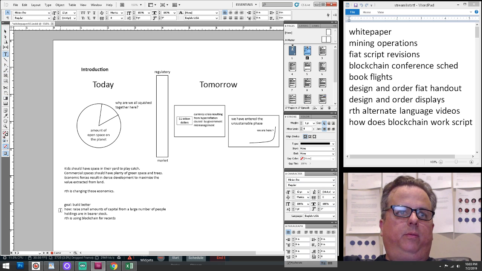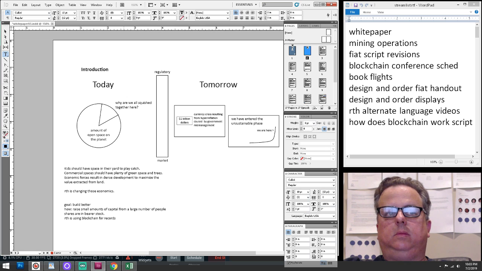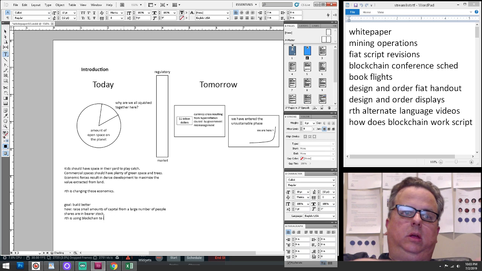So let's just do this really quick. We're going to build better. We're going to raise small amounts of capital from a large amount of people. Holdings are in shares, are in bearer stock. Earth is using blockchain to issue bearer stock.